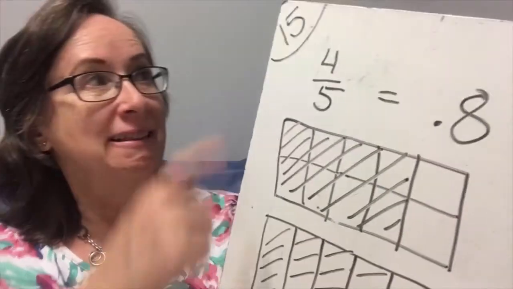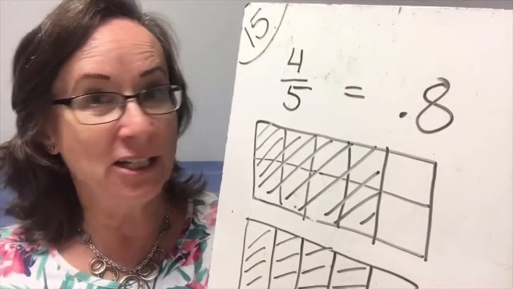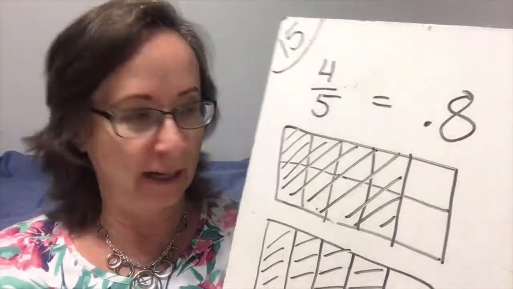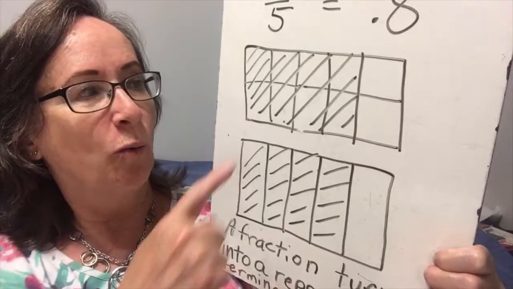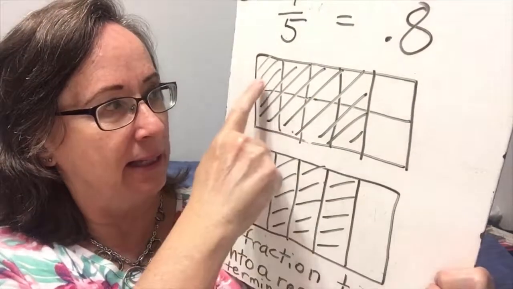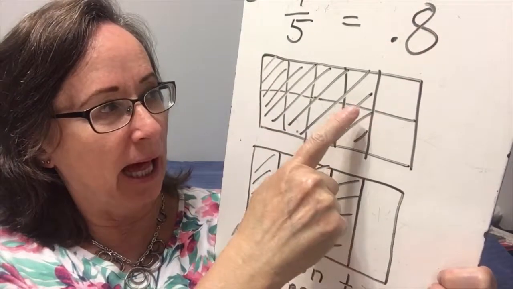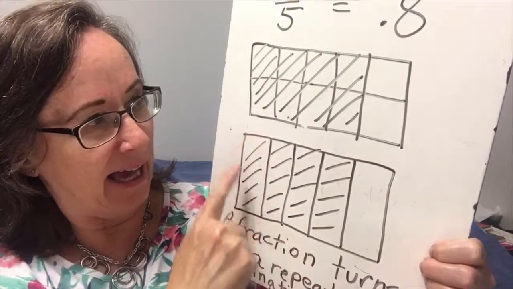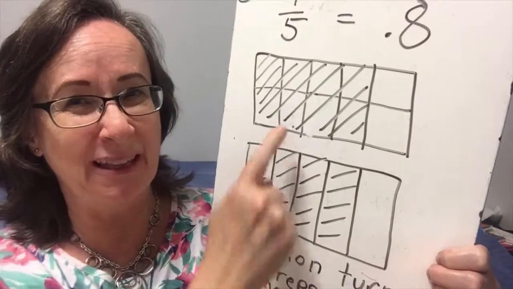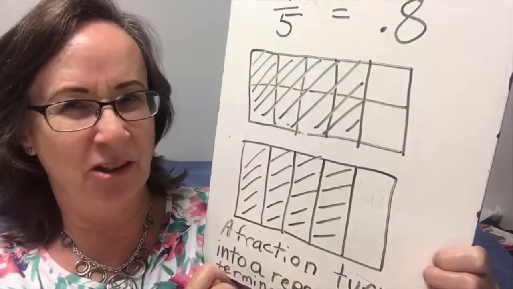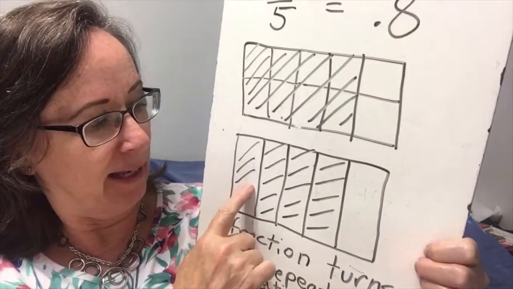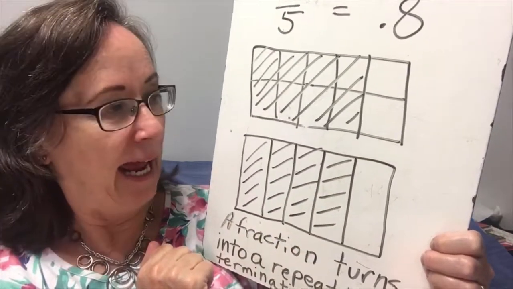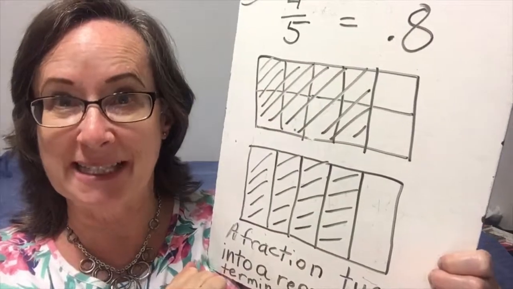Tonight we're talking about lesson 15, which is all about turning fractions into decimals and how that comes about. So here we have 10 blocks, and 8 of the blocks are shaded. And down here we have 5 blocks that are really supposed to be the equal size of those, but you know I don't draw very well. And then there are 4 out of the 5 shaded, and so they're supposed to represent the same amount.